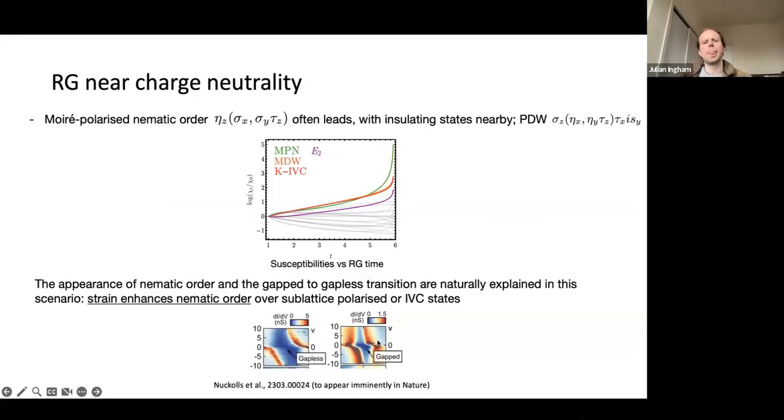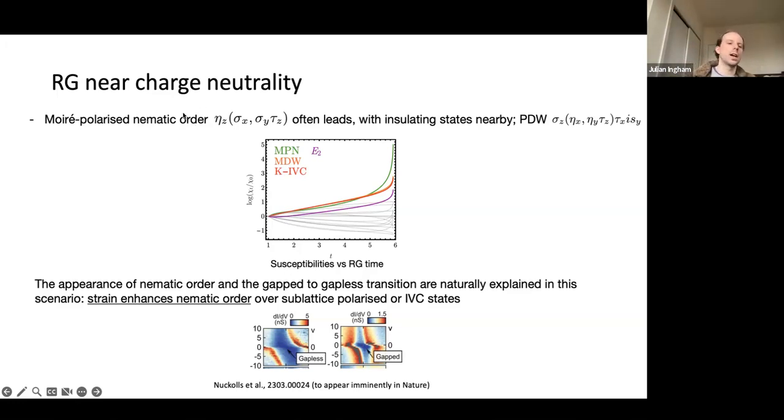Okay, so let's put this RG scheme to work to try and make predictions for various integer fillings. So we start with charge neutrality. This corresponds to keeping all of the flavors of Dirac fermion. So we have two moire valleys, each with all four flavor degrees of freedom. And we take our interactions and we renormalize them by integrating and solving our RG equations, and correspondingly we integrate and solve for the order parameter susceptibilities.